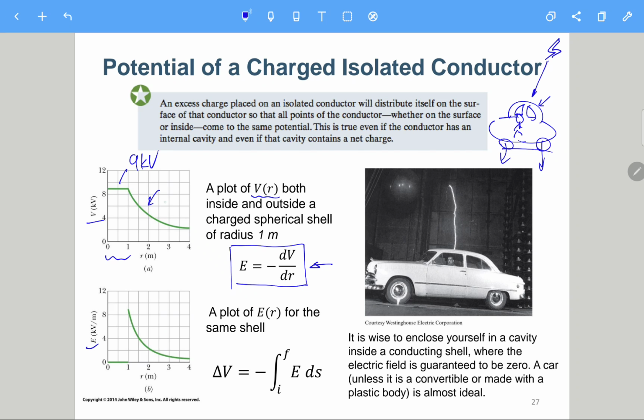So this is proportional to 1 over R. If you take the derivative, it would become 1 over R squared. Of course, we have a minus sign, but we also have a minus sign here, so it cancels. So it's proportional to 1 over R squared. And for this part, it is a constant, which means that taking the derivative, it will be 0 here.